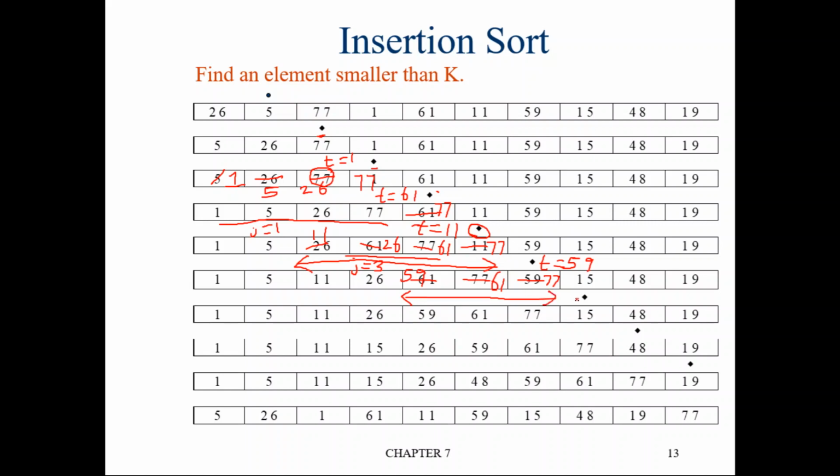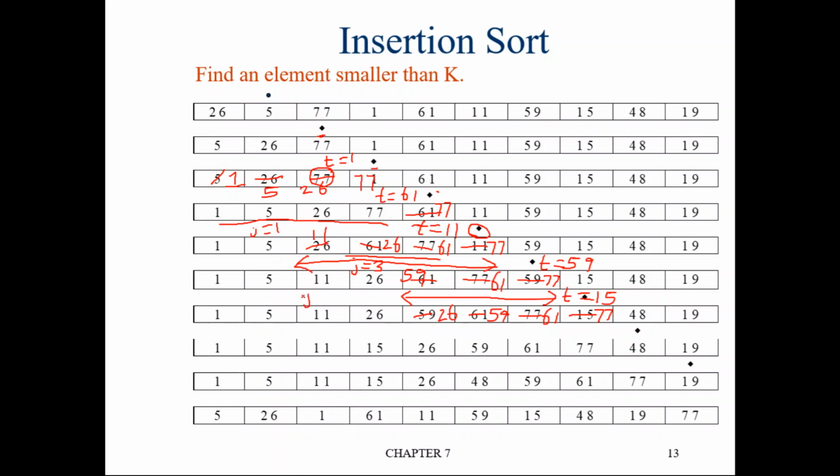Okay. Next is 15. Now t is equal to 15. So 77 is greater than 15, so this will become 77. Next the previous element 61 is greater than 15, so this will become 61. Next the previous element 59 is greater than 15, so this will become 59. Next 26 is greater than 15, so this will become 26. Next 11 is less than 15, so it will stop here.